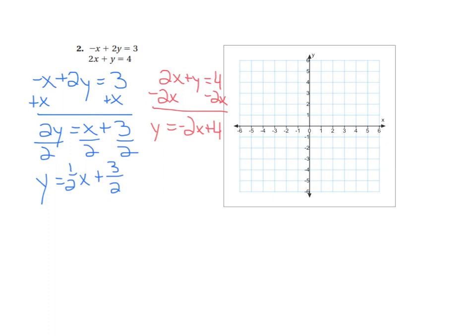All right, I got y equals 1/2 x plus 3/2 for the first linear equation. For the second one, I got y equals negative 2x plus 4, right? Let's graph the easy one first. We've got the slope is negative 2 over 1, and we've got the y-intercept is 4. Graph that line, come back and check it.